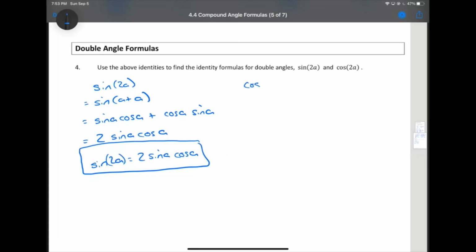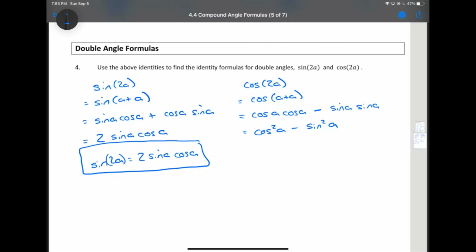cos 2a equals cos a plus a is cos a cos a minus, because we have to have the opposite sign, we had a plus a, so now it's a minus, sine a sine a, which is just cos squared a minus sine squared a.